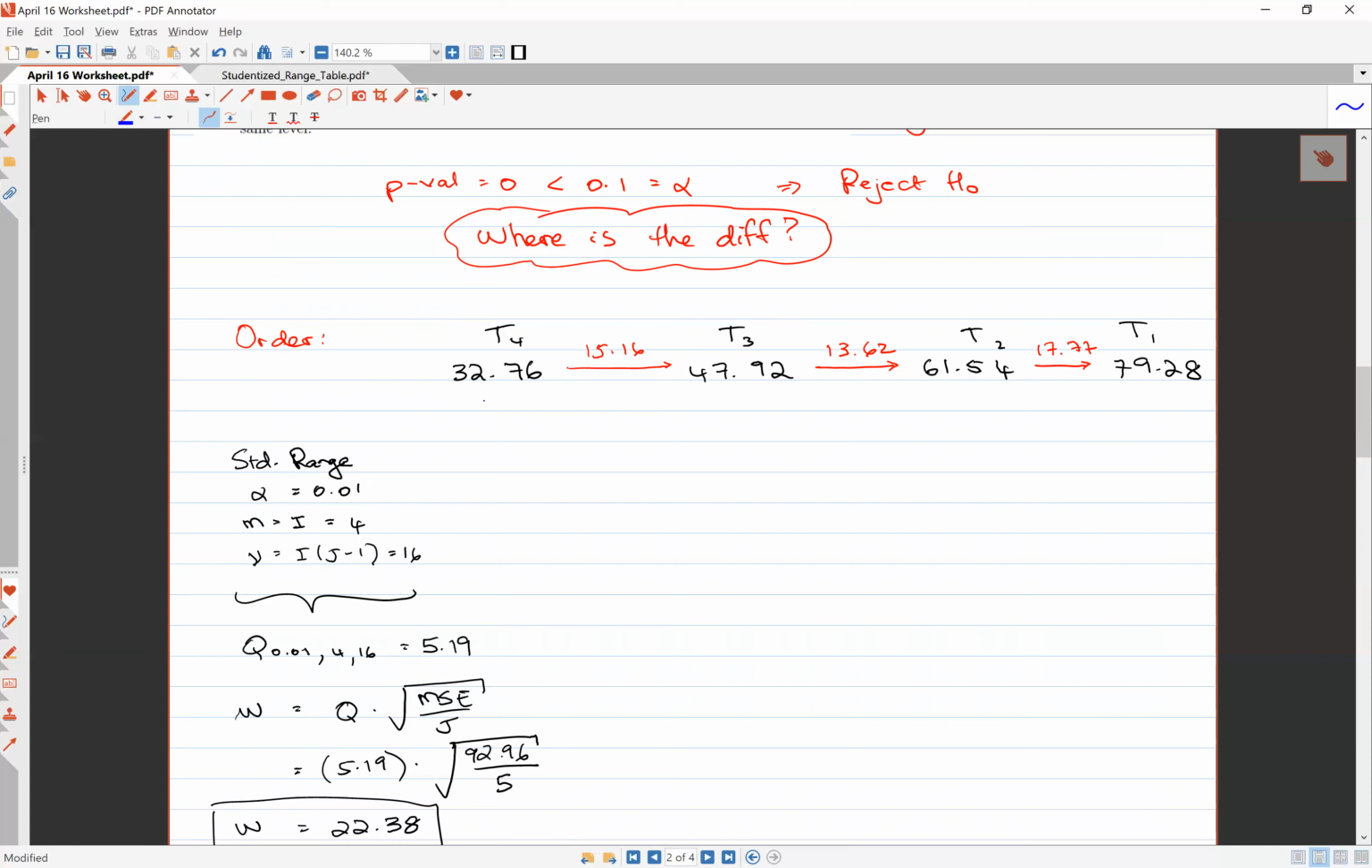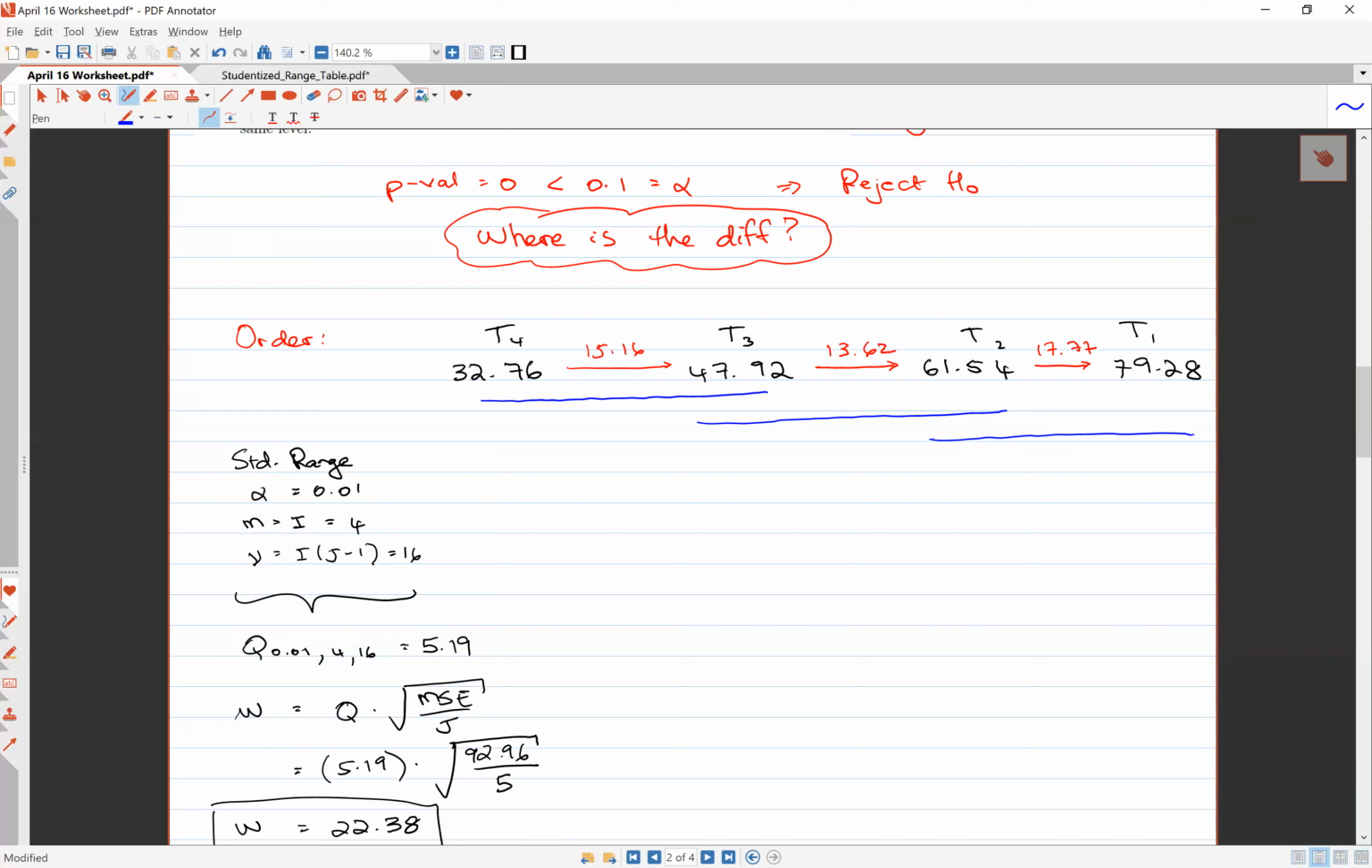So treatment 4 and 3 are within the width W from one another. But treatment 4 and 2 are not. That total distance is close to 29. So we wouldn't extend the line to go to treatment 2. But if we just look at 3 versus 2, those are close enough together to not be different. And finally, 2 and 1 are close enough together to not be different.